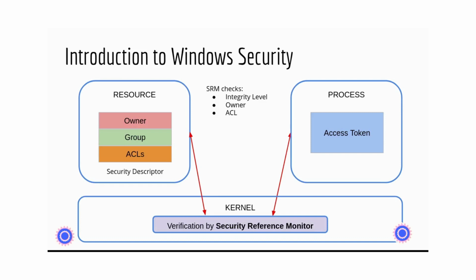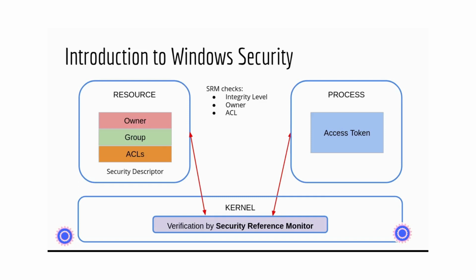Now, how is access to the resources granted or denied? Each resource has its security descriptor, which is composed of an owner, a group, and some access lists, which describe who can and who cannot access the resource. On the other hand, processes use access tokens, which are dedicated objects describing the user's identity. And the security reference monitor in the kernel checks if a call from a specific process to access a specific resource is allowed or not.